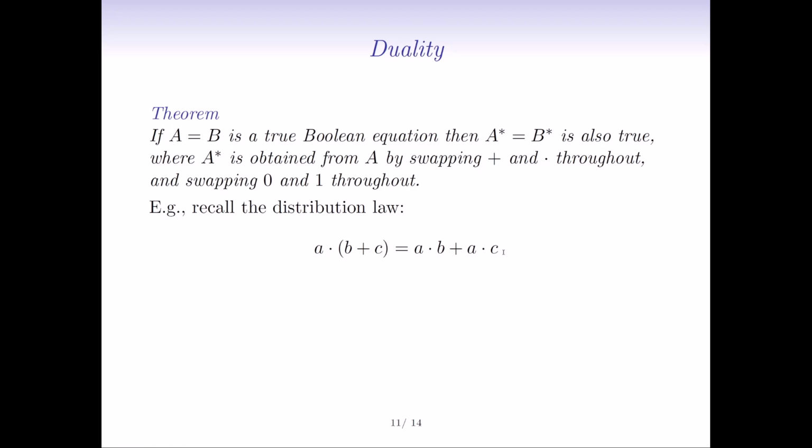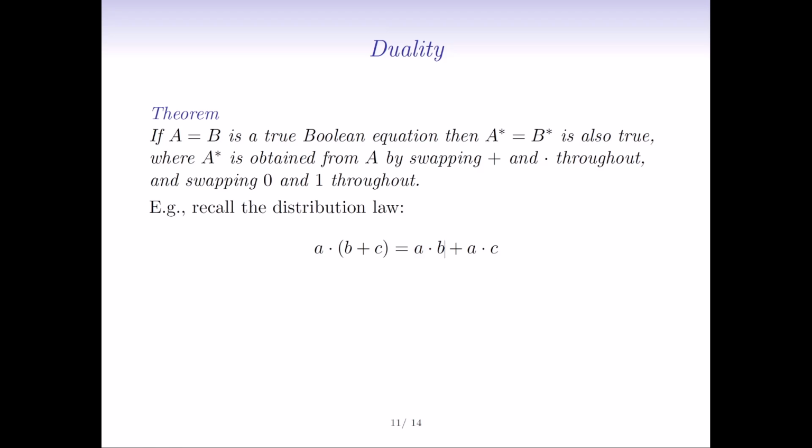By the way, I should just mention here that in Boolean algebra, we usually think of dot as binding tighter or having higher precedence than plus. So a dot b plus a dot c, even without the brackets, is read as though it were a dot b in brackets plus a dot c in brackets, and not some other way around.